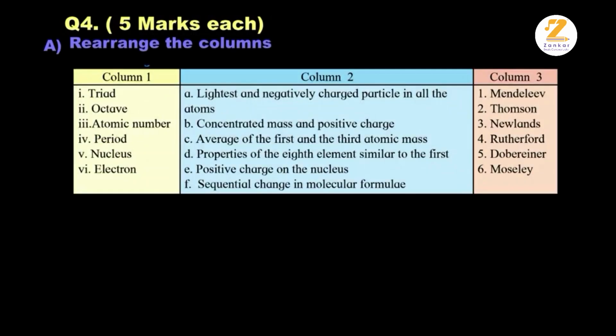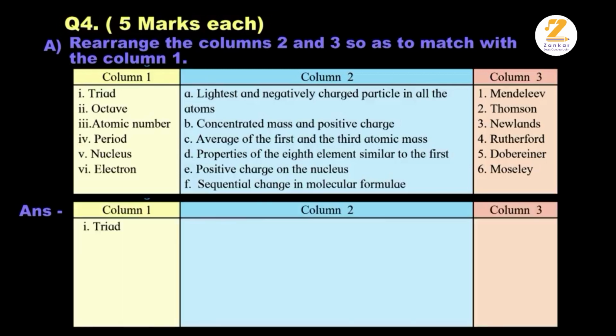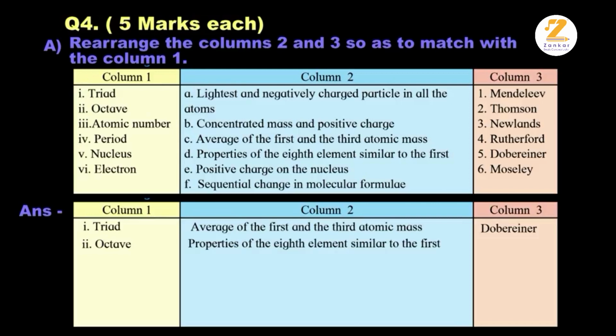Question 4. 5 marks each. Rearrange the columns 2 and 3 so as to match with the column 1. Answer. Triad. Average of the first and the third atomic mass. Dobereiner. Octave. Properties of the 8 elements similar to the first. Newlands. Atomic number. Positive charge on the nucleus. Moseley.